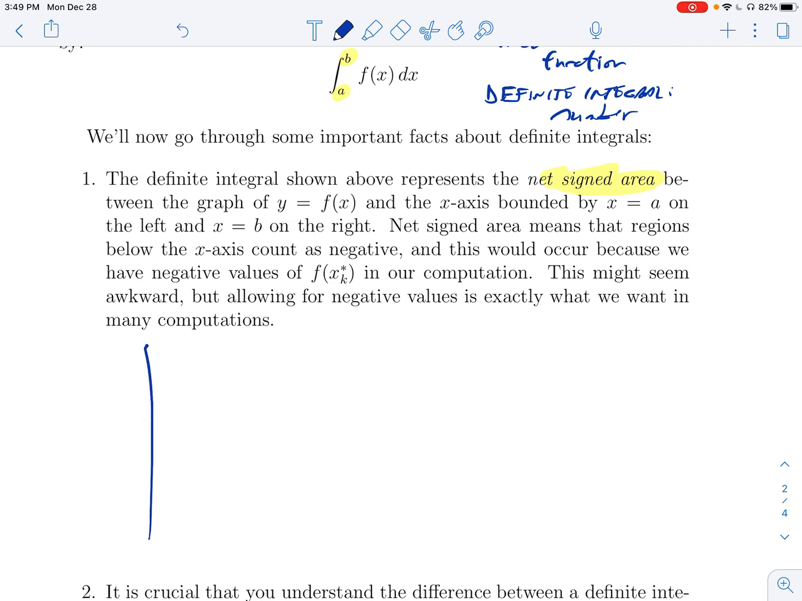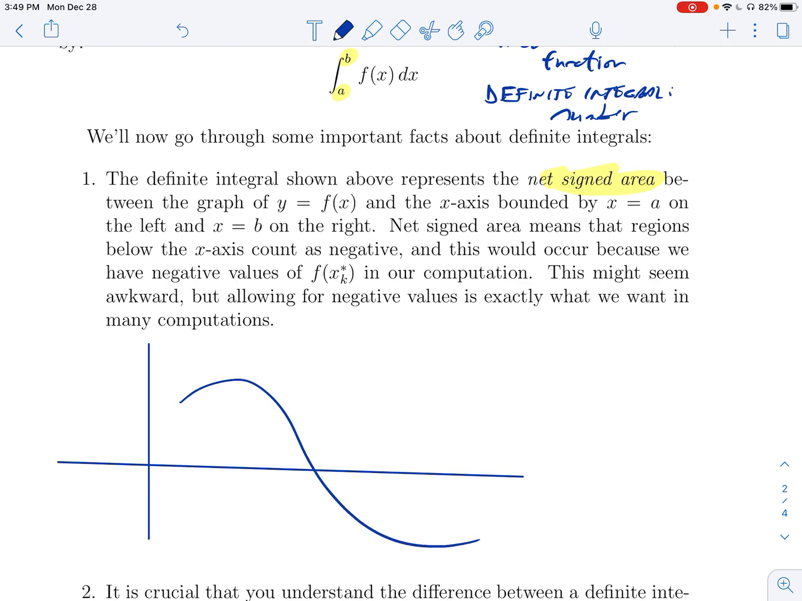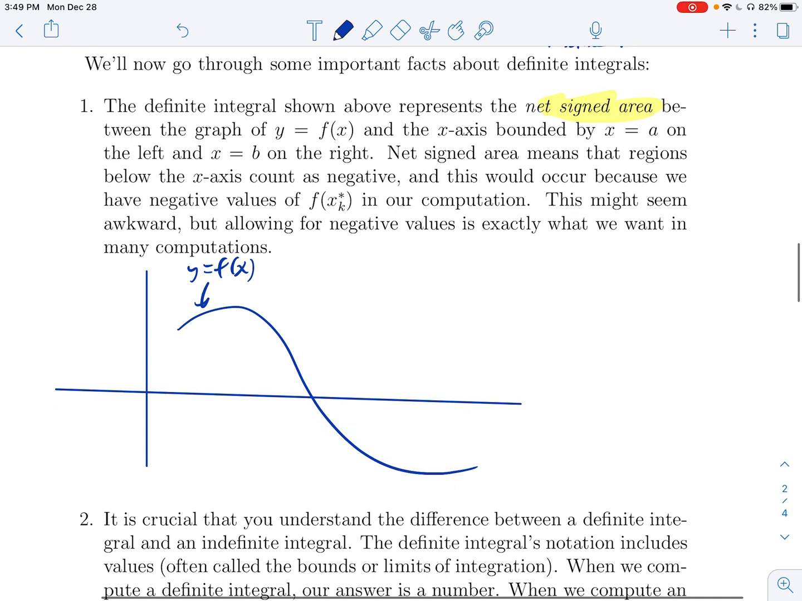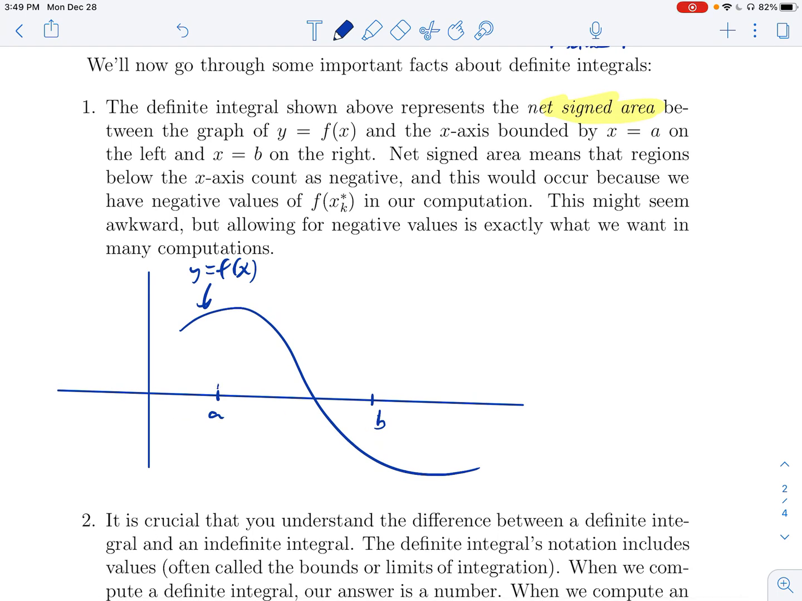So, for example, let's suppose the graph of f of x looks like so. And let's suppose here is a and here is b. So we want to think of a vertical line at x equals a and a vertical line at x equals b. And we want to think about the region between the graph of f of x and the x-axis. That might be above the x-axis, it might be below the x-axis.